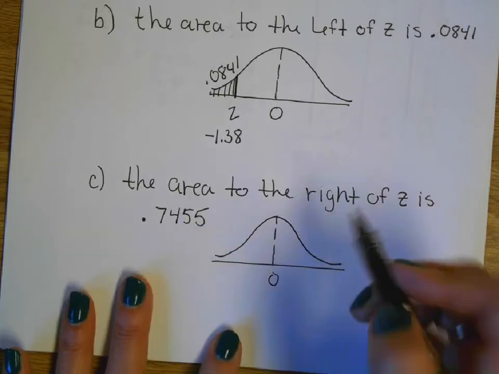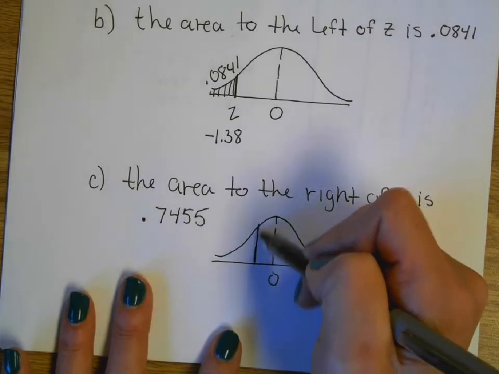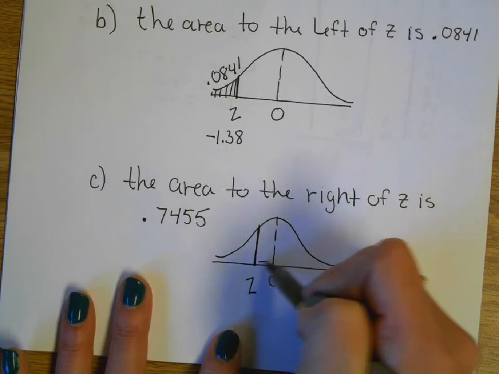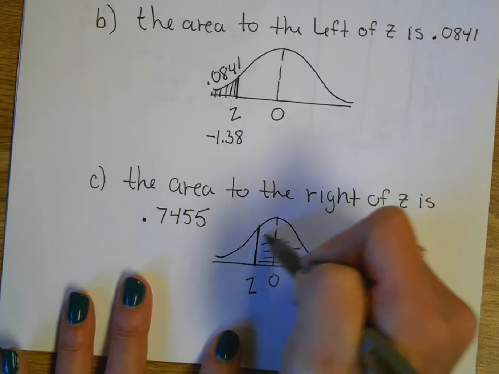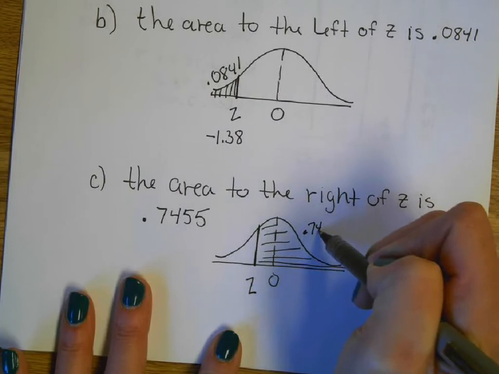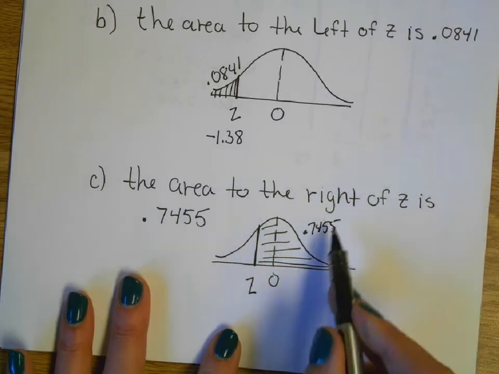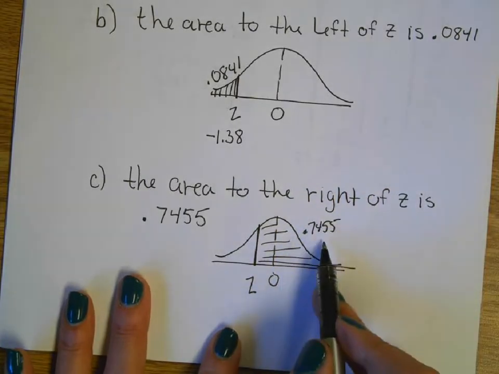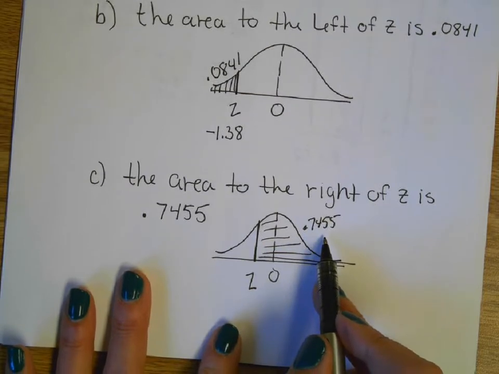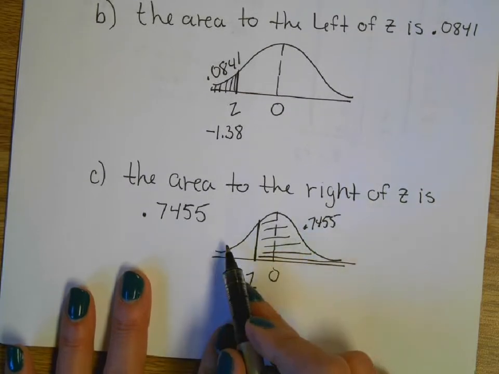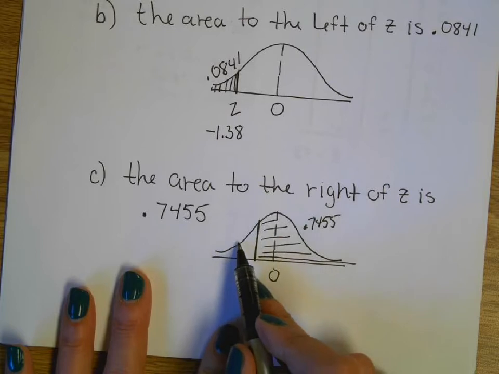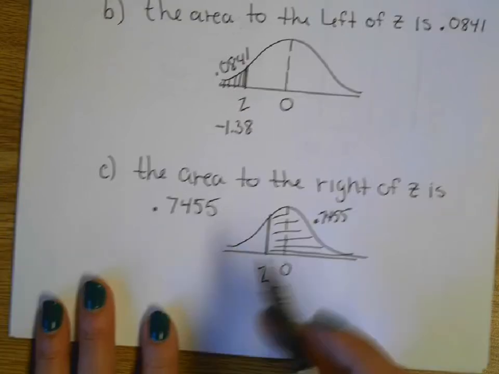I am a negative z. I'm somewhere over here that has 0.7455 to its right. The table doesn't give values to the right. So what do you gotta do? Got it. 1 minus that to get this, and we'll look this number up.